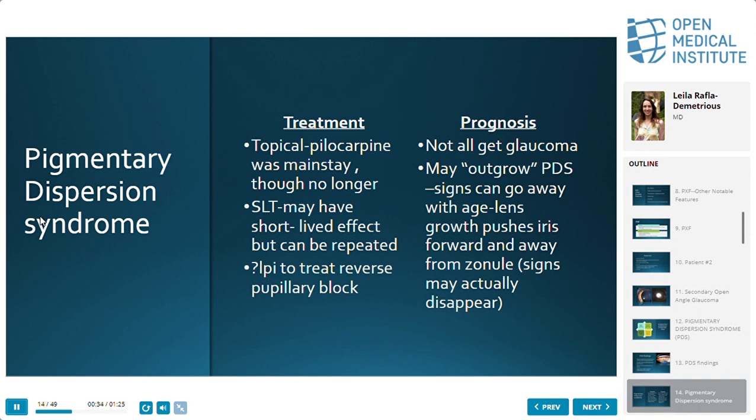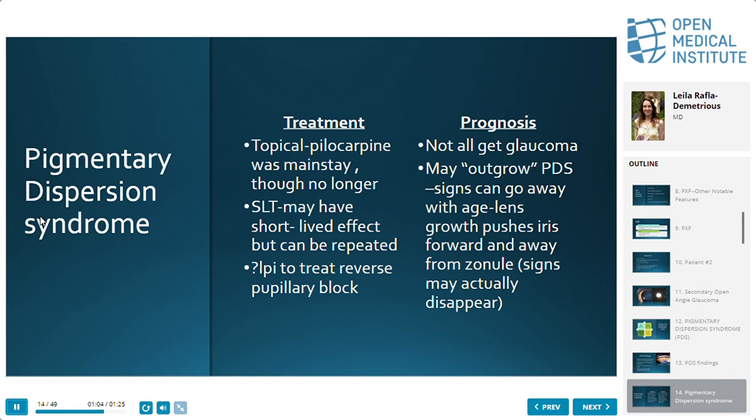It can have a short-lived effect, but it can also be repeated, which is helpful. With the SLT, however, one does have to be careful because you can actually liberate pigment during treatment. So we tend to be a little cautious when doing an SLT. We'll talk about SLT at another point, but when we do SLTs, we often treat a 360 angle, but with pigmentary dispersion, and especially in a heavy angle, I wouldn't do more than 180 to prevent a pressure spike.